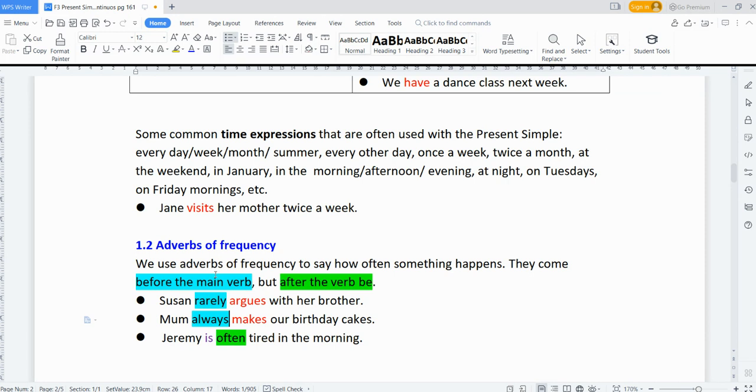Okay, and then it can also come after the verb to be. Verbs to be are is, are, am, was, were. Okay, the five words. Okay, for example, Jeremy is often tired in the morning. So is here is the verb to be, and then after that we have the adverb of frequency.